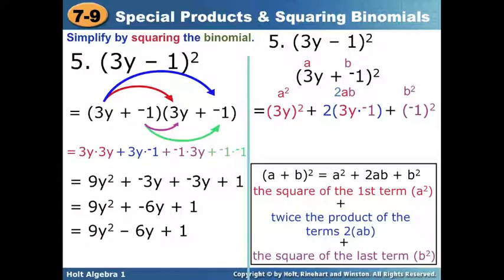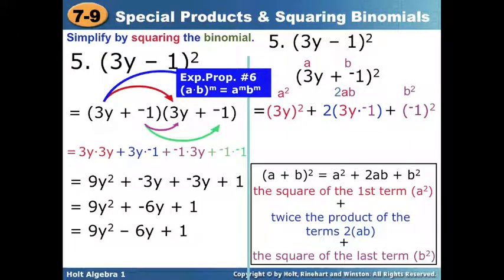Simplify your answer. 3 squared is 9, y squared is y squared. 2 times 3y times negative 1 is negative 6y. Finally, negative 1 squared is positive 1. So our final answer is 9y squared minus 6y plus 1.